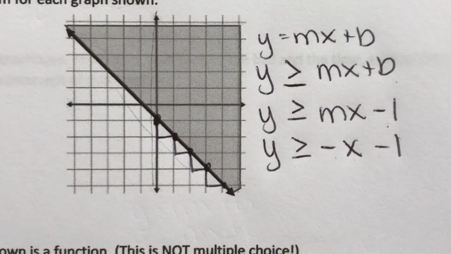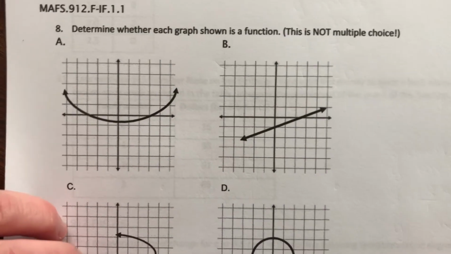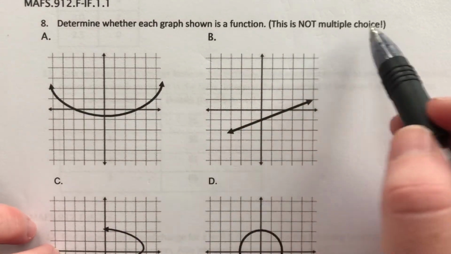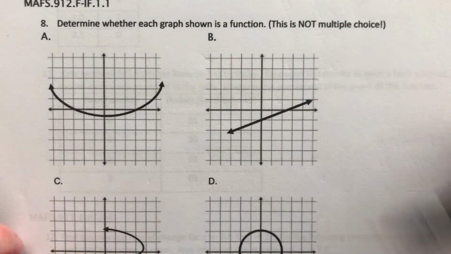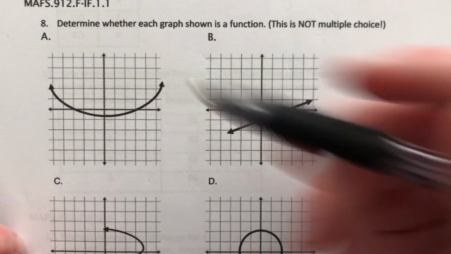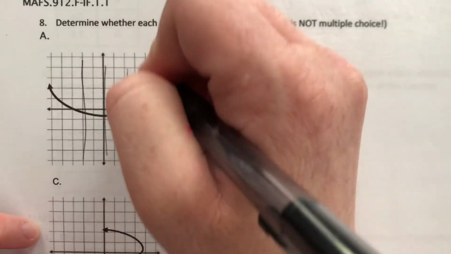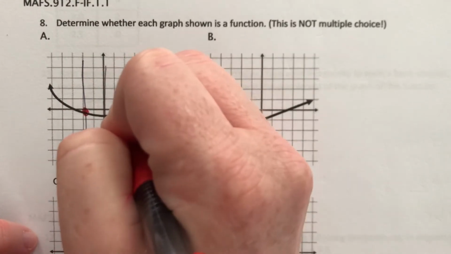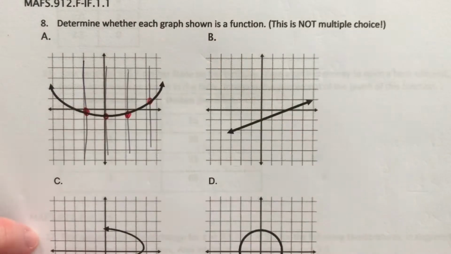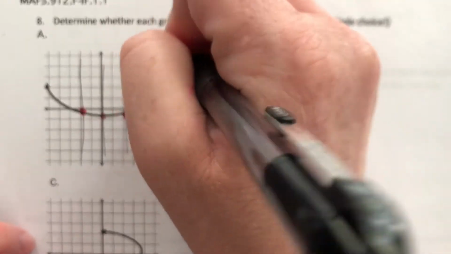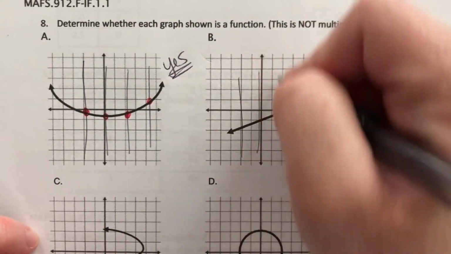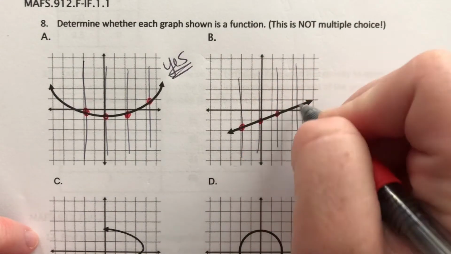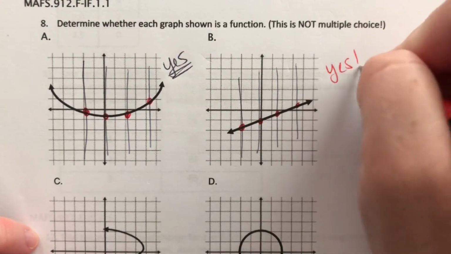Okay? Number 8. I'm trying to go quickly so I'm not too boring and don't lose you guys. All right, determine whether each graph shown is a function. This is not multiple choice, so you have to answer them all. Whenever you have a graph, you have to use the vertical line test. So anywhere I draw a vertical line, it should only cross the graph in one spot, right? And here it only crosses this curved line in one spot each time I draw a line, right? Only touches it once. So that one is yes, this is a function. Same thing here. Anywhere I draw a vertical line, it only touches my graphed line in one spot. So yes, this is a function.